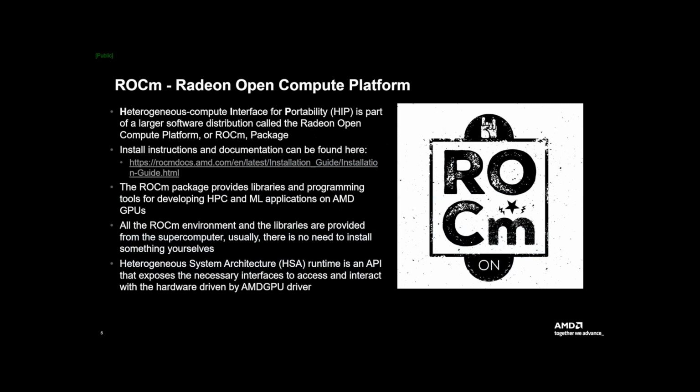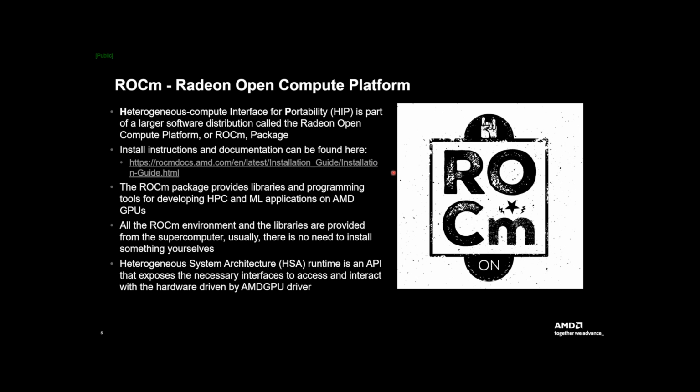Now, ROCm, Radeon Open Compute Platform, and I mentioned HIP, right? HIP is a heterogeneous compute interface for portability. It's part of a larger software contribution from ROCm. The install instructions and documentation can be found in this link, and the ROCm package provides libraries and programming tools for developing HPC and ML applications on AMD GPUs. And we'll mention later about the libraries also.